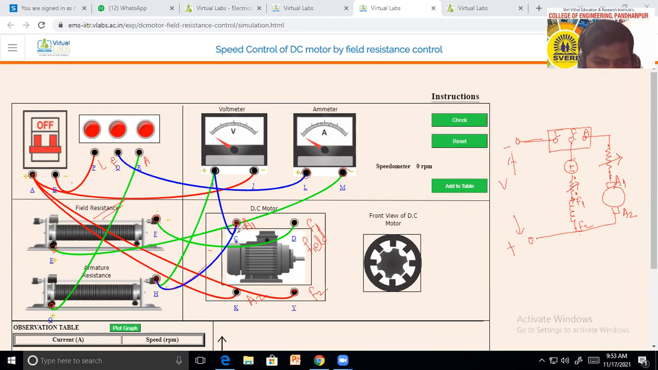Okay, now the next terminal of the armature, A2, can be connected to positive. So see, it will be here like this. This A2 will be connected to here. Getting it?